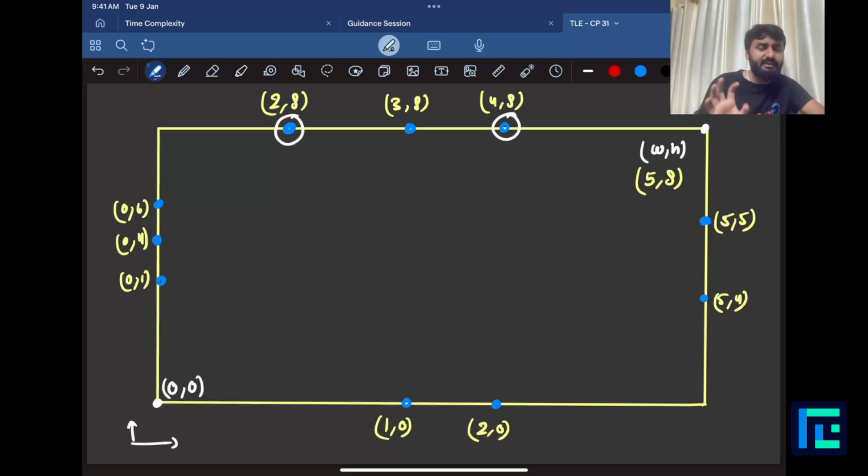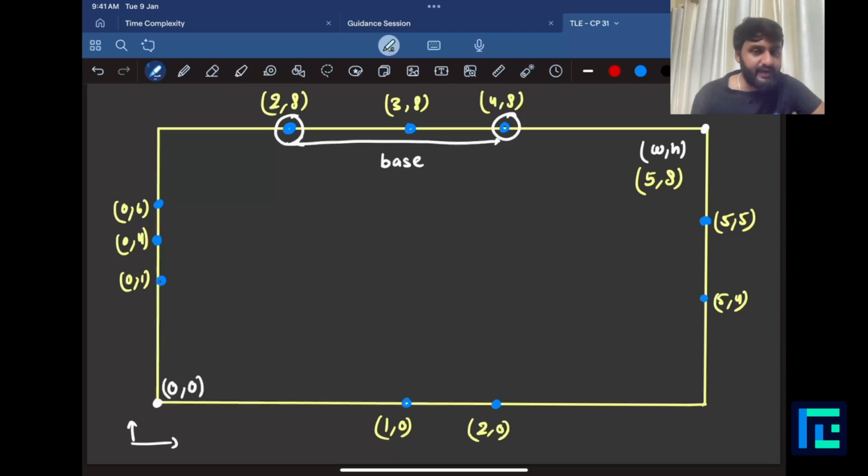Any other 2 points will give you a lower distance than this, greedily observable. That means selecting first and last creates a very good base for me. I hope this part is clear. Now I have a base of the triangle ready, which is the largest one possible if I was considering the top side. Now let's talk about height.